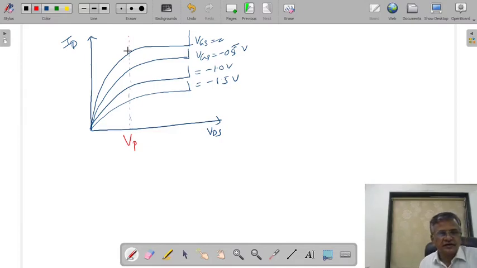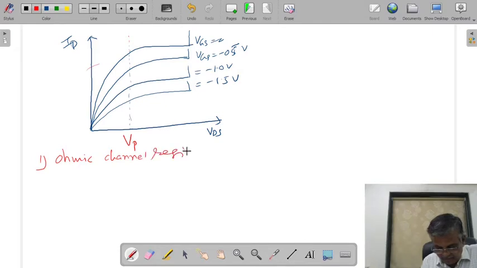Okay. Now I am starting today's topic. There are two regions of the FET characteristics or drain characteristics. One region is called the ohmic channel region, and the second region is called the pinch off region.